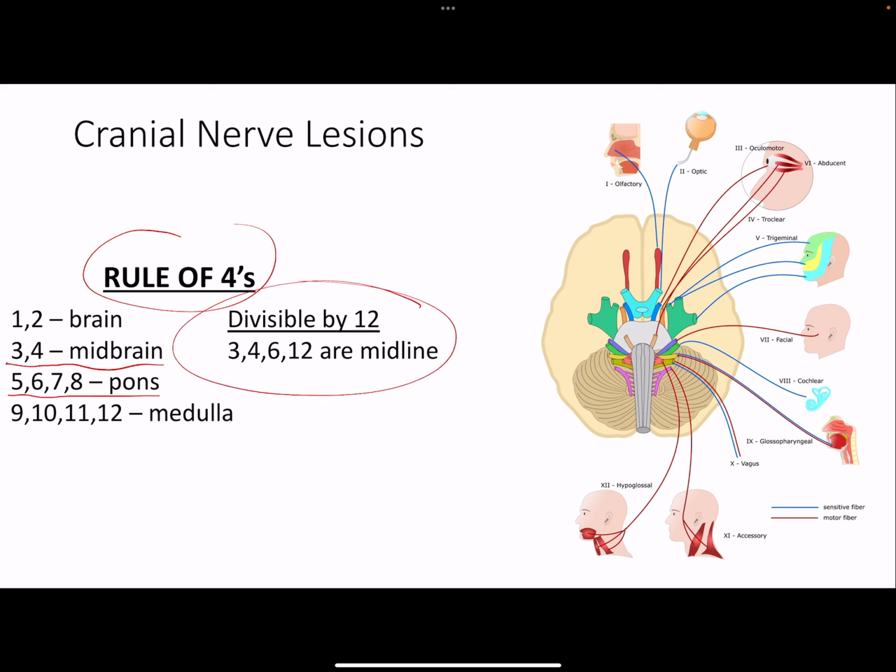Also, rule of four: if you are divisible by 12, in other words 3, 4, 6, and 12, not 1 and 2, because technically they're above the brainstem, 3, 4, 6, and 12 are all midline for the brainstem.